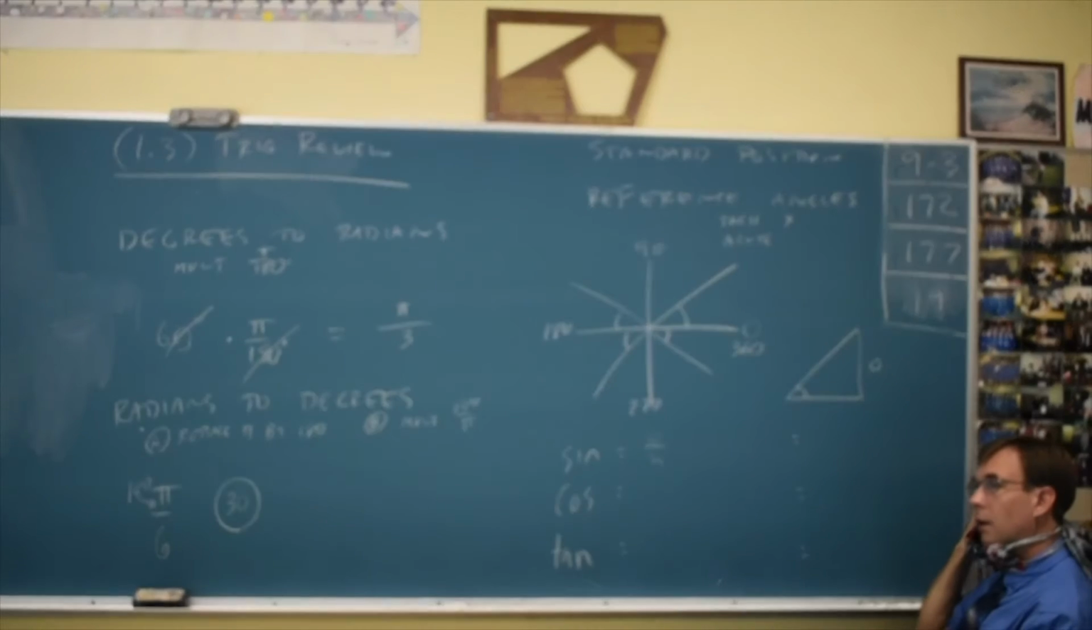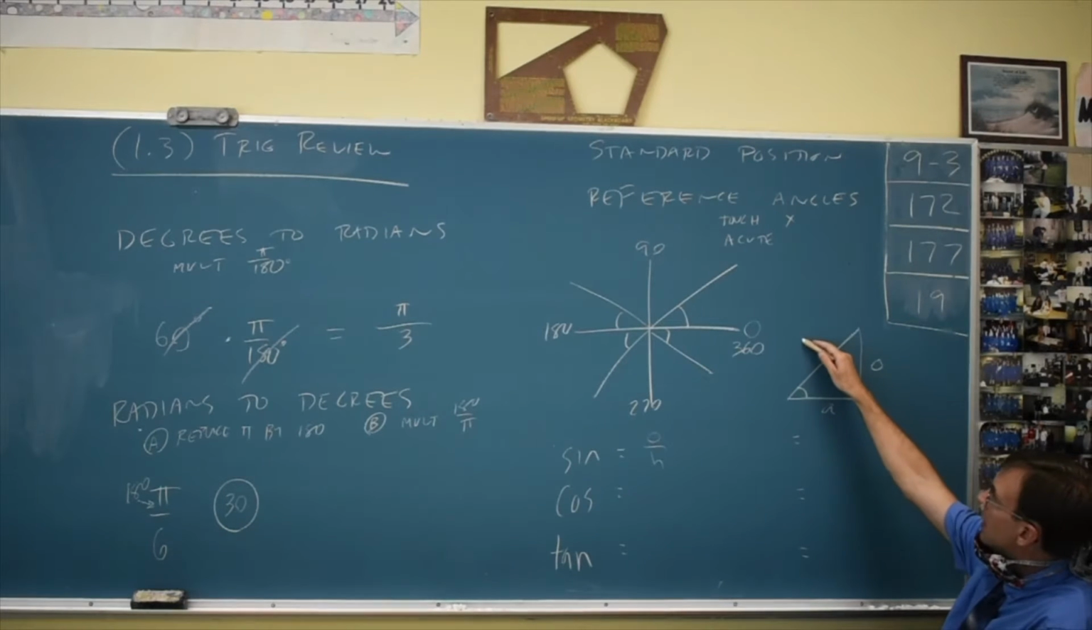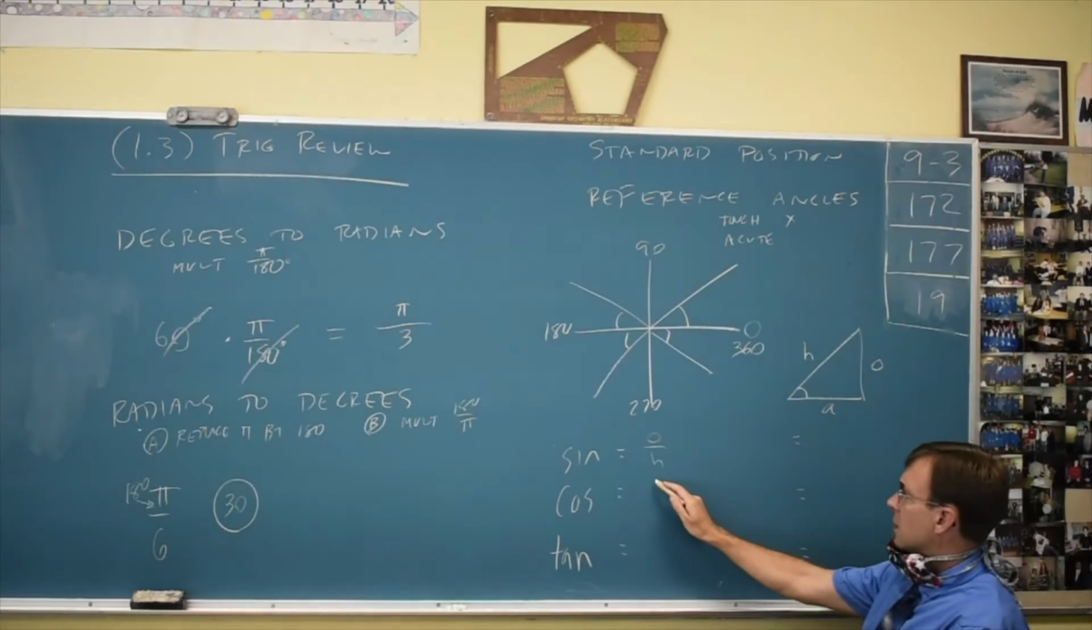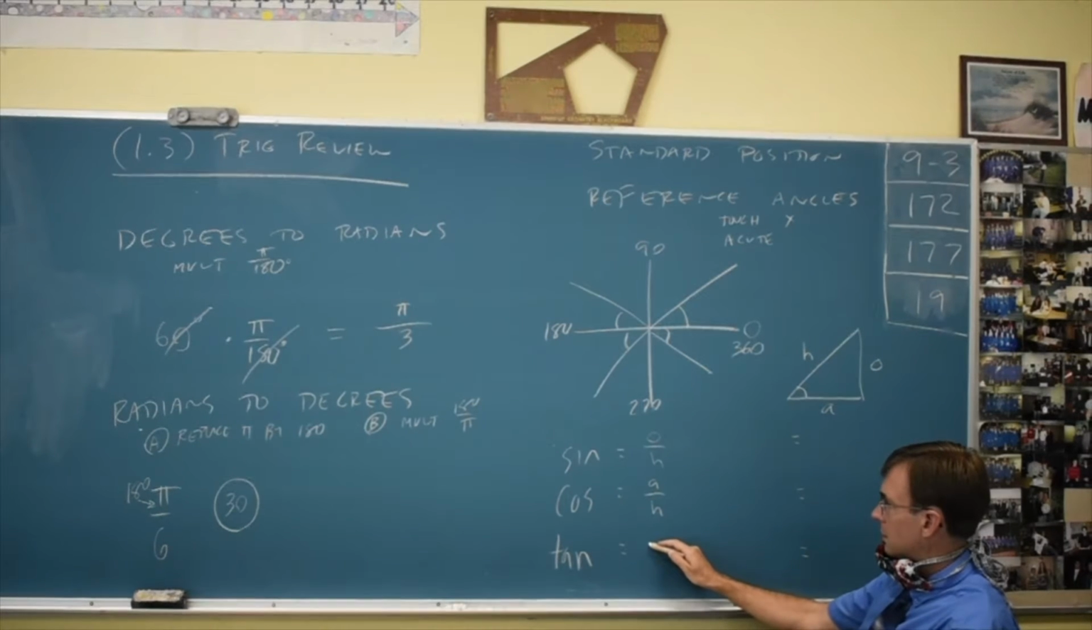O for opposite. This is adjacent, A for adjacent. H, that's H for hypotenuse. Cosine? Tan? Over.